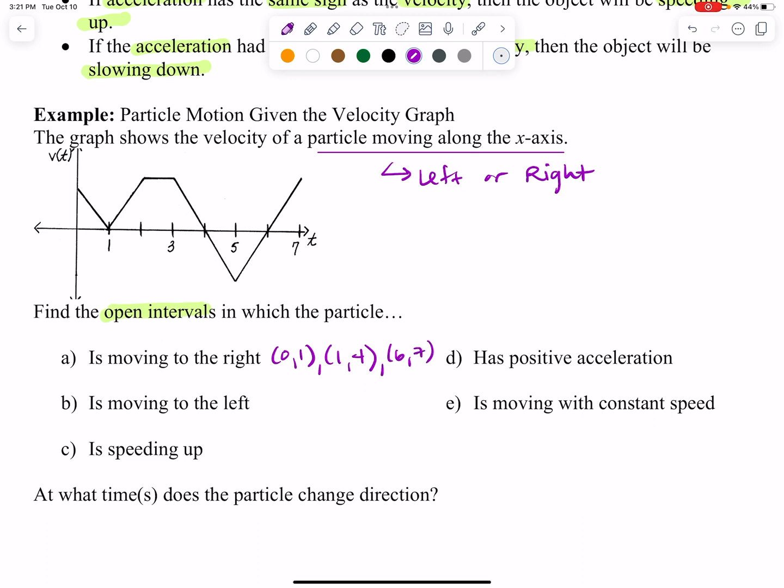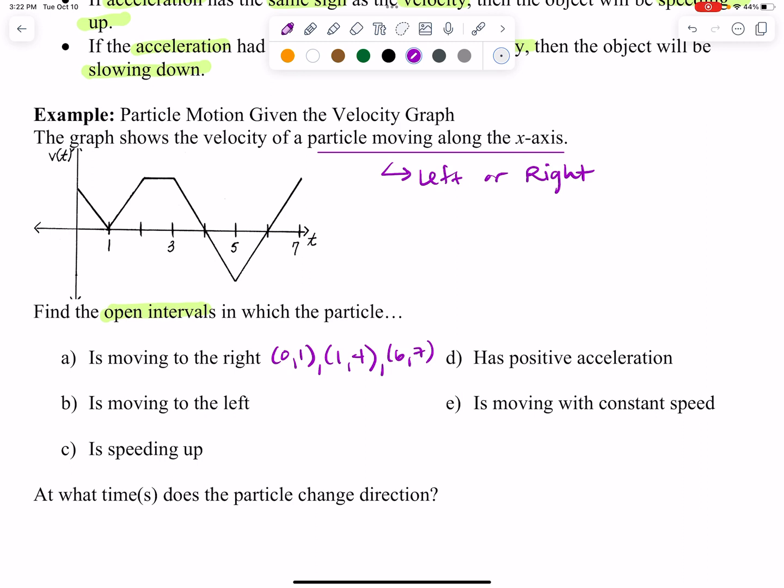And if you were justifying, you could say, like, because v of t is greater than 0 on these intervals. So where the velocity is positive, that means that the x values, right, the particle is moving along the x-axis. So as time is passing, the x values would be increasing. So that means velocity would be positive.